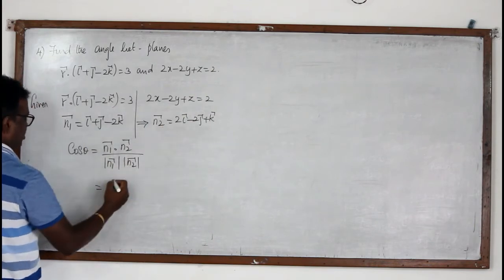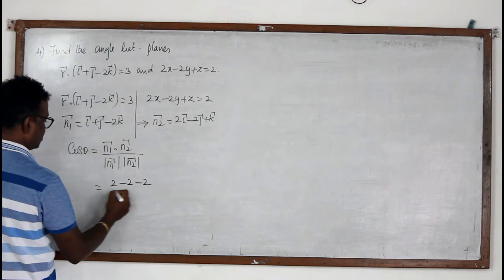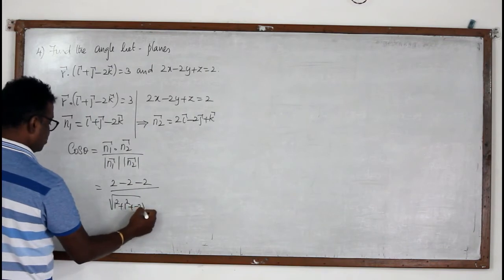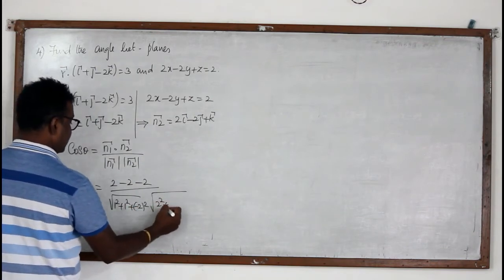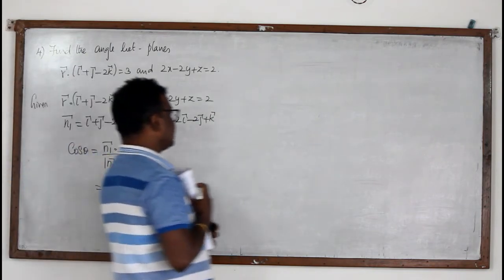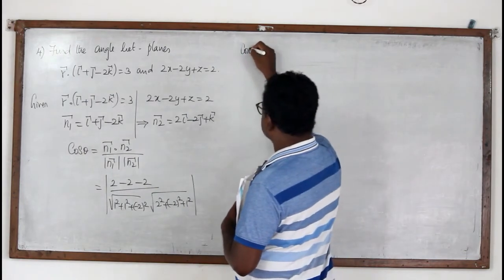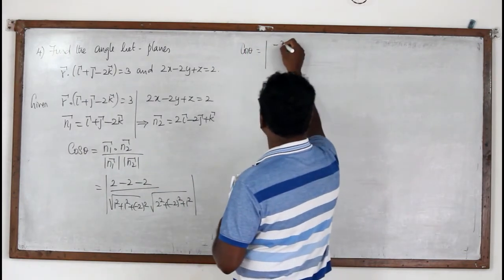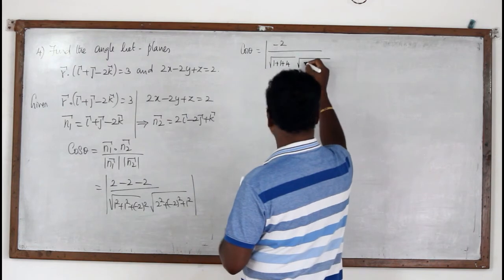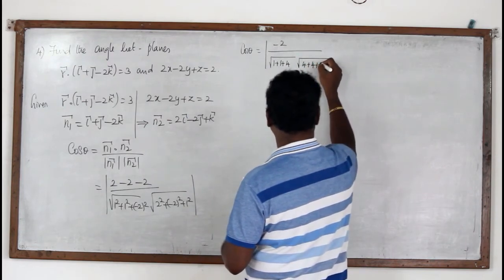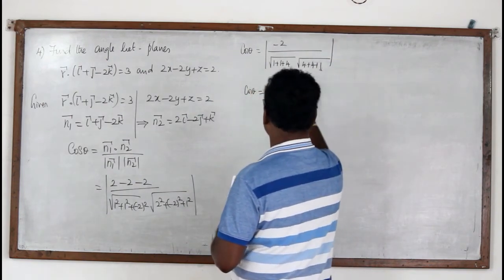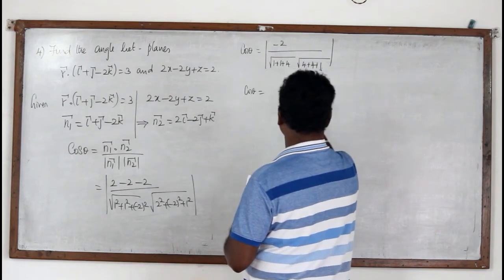That is 1 into 2 is 2, minus 2, by root of 1 square plus 1 square plus minus 2 the whole square, 2 square plus minus 2 the whole square plus 1 square. We shall put modulus because they are asking acute angle. Therefore, cos theta equal to 2 cancels, minus 2 by root of 1 plus 1 plus 4, root of 4 plus 4 plus 1. So cos theta equal to minus 2 by root 6, and this is root 9.